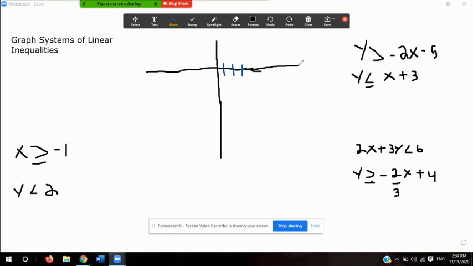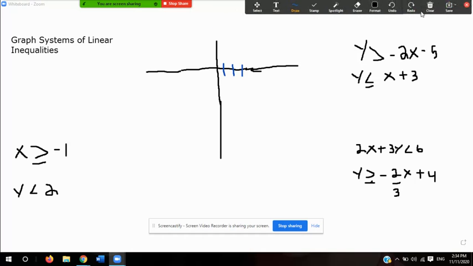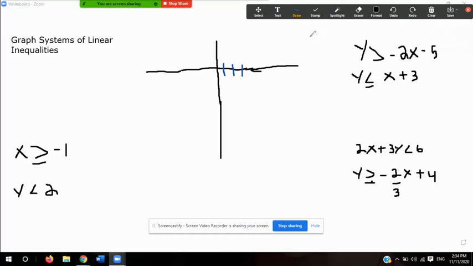All right, now let's see if I can move this bar a little bit so I can have some more space to expand here as well. And now I can go ahead and graph these inequalities.